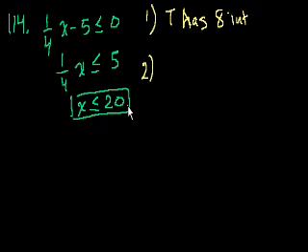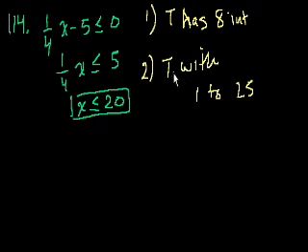Statement 2: T is contained in the set of integers from 1 to 25. So that also doesn't help me. They're essentially telling us that every number in T is between this range. But if we take statement 2 alone, they're not telling us how many numbers are in T. Statement 1 tells us that. And even if we knew how many numbers were in T, we don't know where they're distributed.